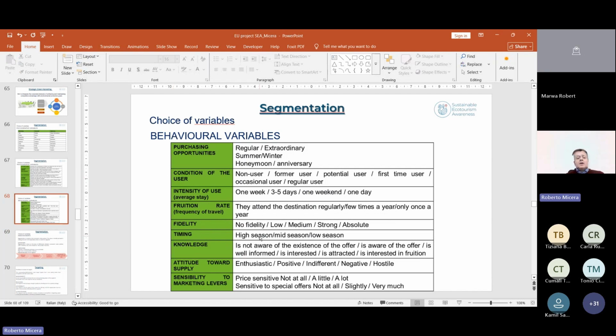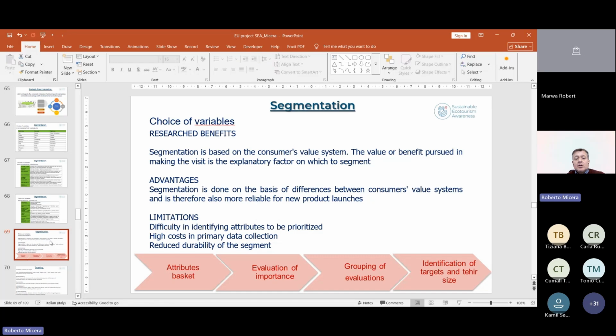Okay. Fidelity: no fidelity, low, medium, strong, absolute. Timing: high season, mid season, or low season. Knowledge: not aware of the existence of the offer. Attitude towards supply: enthusiastic, positive, indifferent, negative. Sensibility to marketing levers, like price: sensitive not at all, slightly, a lot. Sensitive to special offers: not at all, slightly, very much. In the segmentation, we need to identify the attributes basket, evaluate the importance, group the evaluations, and identify targets and their size.